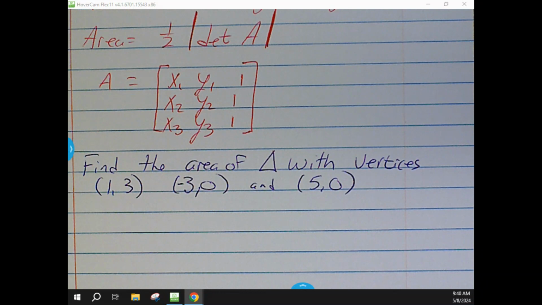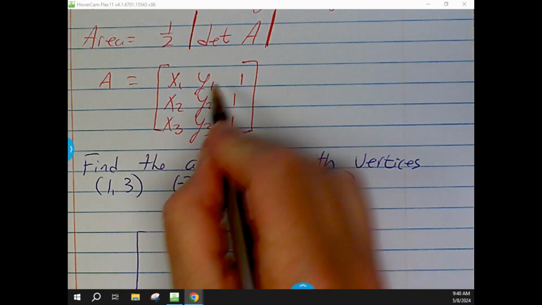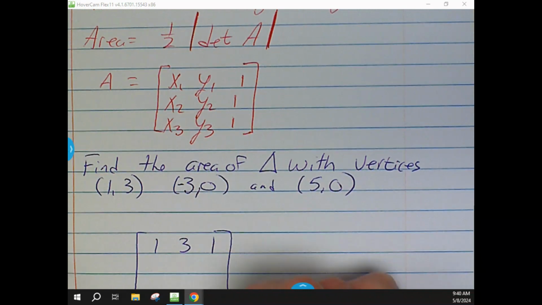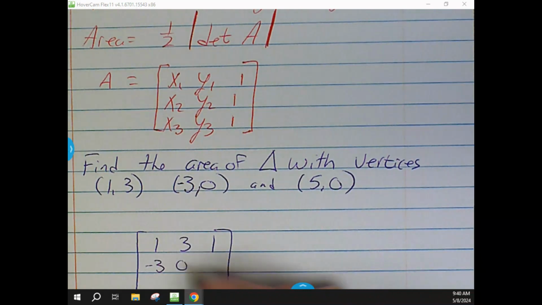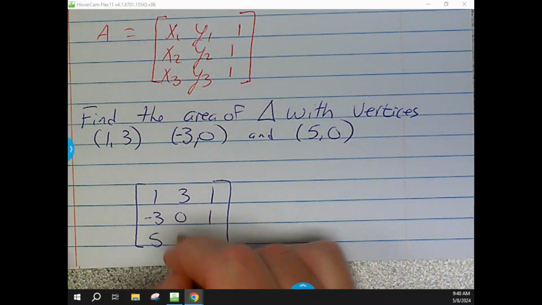Okay, and again, this is for any triangle, especially if it's not a right triangle. If it's some kind of scalene or isosceles triangle, this comes in really handy because if it's not a right triangle, it's hard to figure out the area. Okay, so here are our numbers. We're going to plug them in here. So x1, y1, that is 1, 3, and we'll put the 1. x2 is -3, 0, we'll put the 1. And then we'll go 5, 0, and then put the 1.